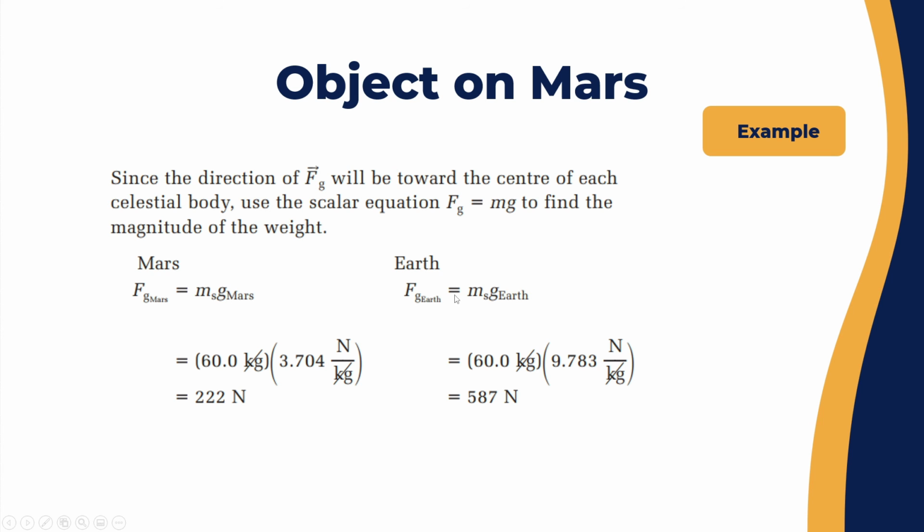For Earth, the Fg would be the mass of the student, the same here and here, as you see, mass is not different, but the weight, or the force of gravitation, is different. Mass of the student times g Earth, which is 9.7, would give you 587 newtons. So the weight of the student on Mars is less than half of the weight of the student on Earth. Mass is the same, weight is different. On the Moon, on Mars, usually the weight is less by a certain percentage than the weight on Earth.